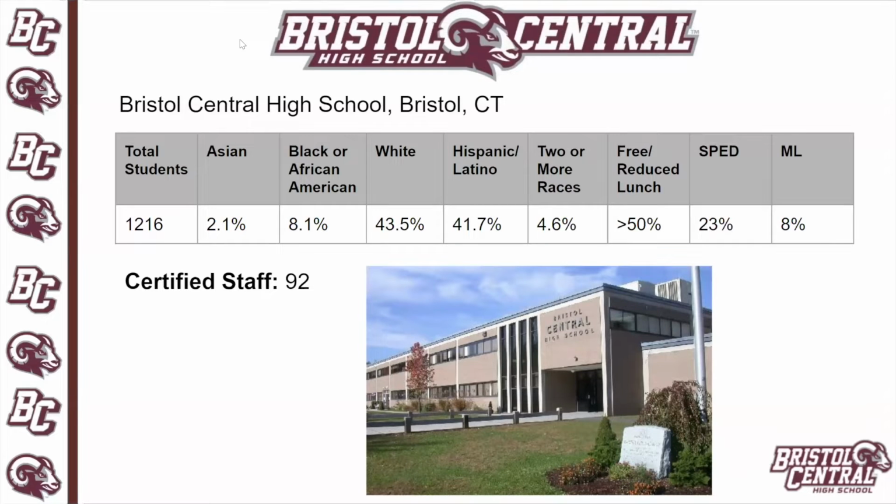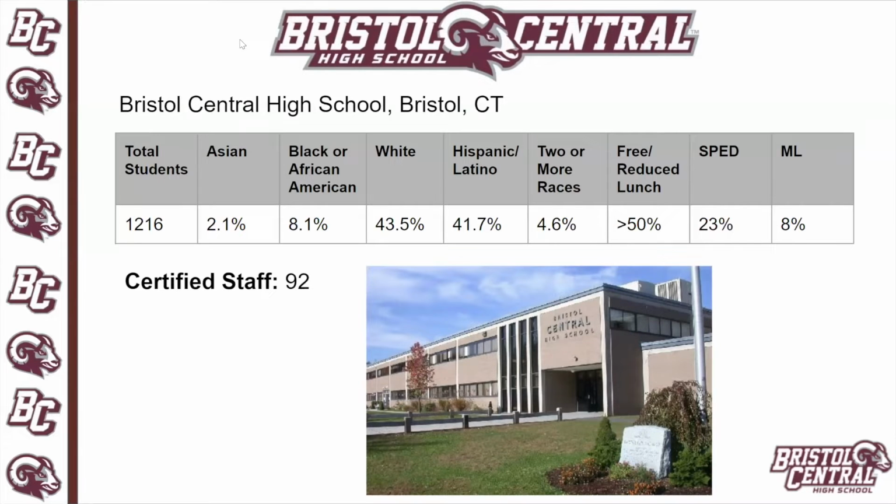We sit around 23% special education, and around 8% of our multilingual learners are here. So again, there are a lot of similarities. We are a comprehensive 9 through 12 high school. In my community, we do have another comprehensive high school as well, Bristol Eastern High School, which has about 100 less students, but very, very similar.